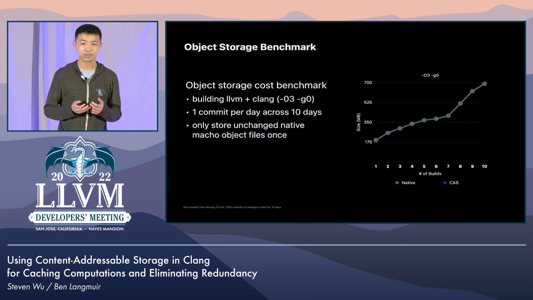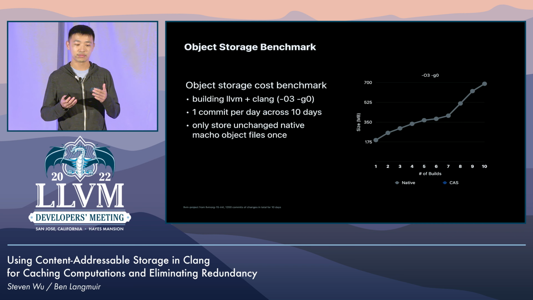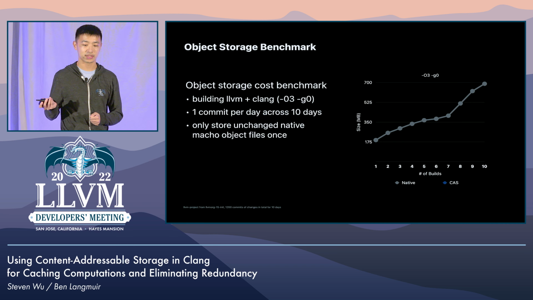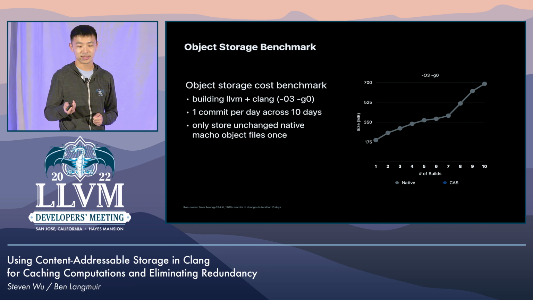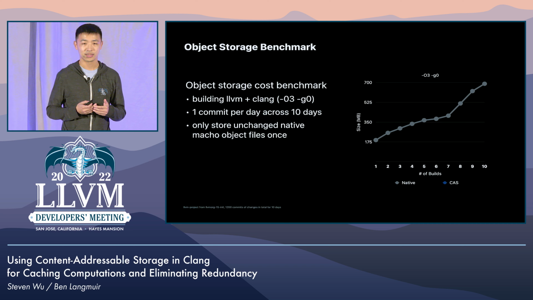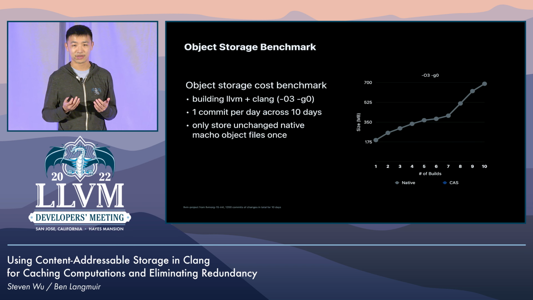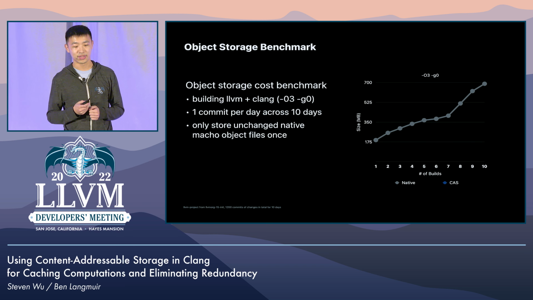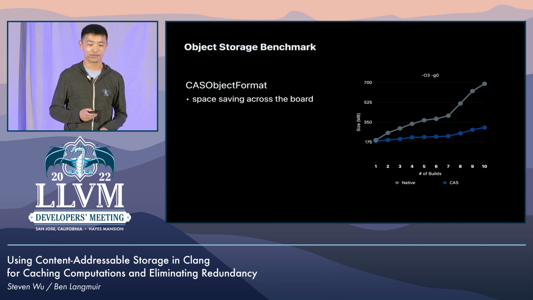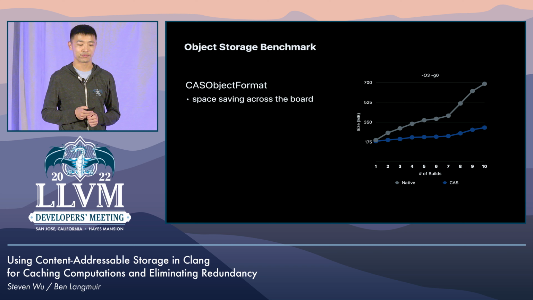To test how well this new format performs, we just built the LLVM project. We took one commit per day from the branching point of LLVM 15 and looked at how much object storage cost we need across a 10-day period. And what you see here is the storage cost using native objects when we store release build artifacts, and we already dedupe all the object files so that an unchanged object file only gets stored once. Now let's take a look at what happens if we use a CAS optimized object format.